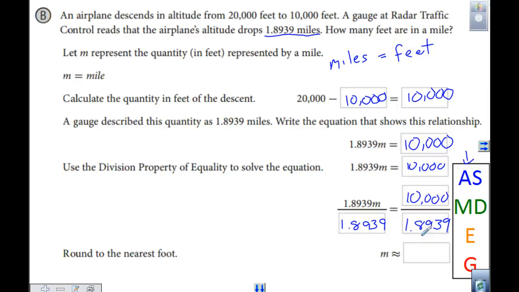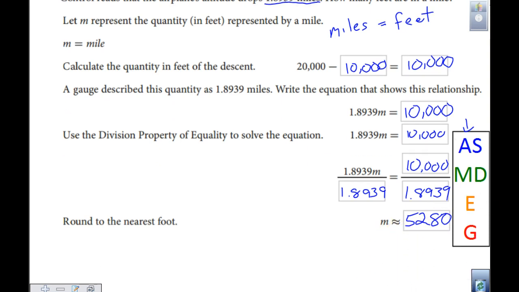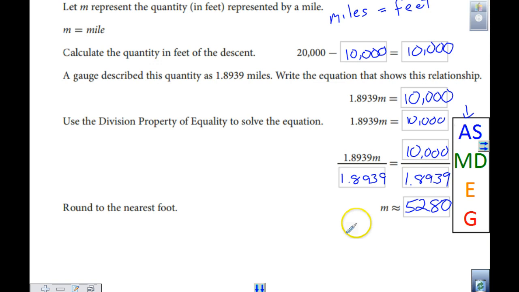Try it again. You punched something in wrong. Okay, what do you got? 5,280. What does the direction say here? And so what should we put in here? 8. Exactly. Perfect. Now, one last thing we have to think about. 5,280 what? Feet. Please write in feet.